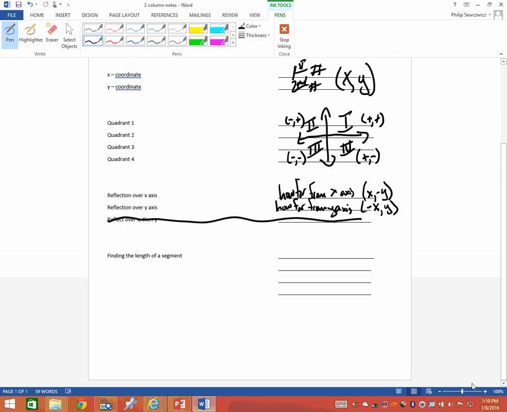All right, and the last one here is finding the length of the segment. To do that. Stay positive here. Finding the length of the segment.